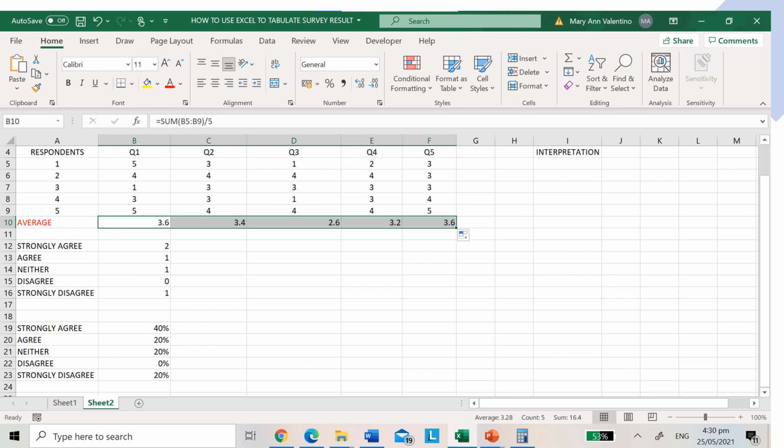Then copy the formula to question 2 to question 5 in order for you to have the average for each question. So for question 1, we have average 3.6. Question 2, we have average 3.4. Then question 3, we have average 2.6. Then question 4, we have 3.2. Then question 5, we have average 3.6.